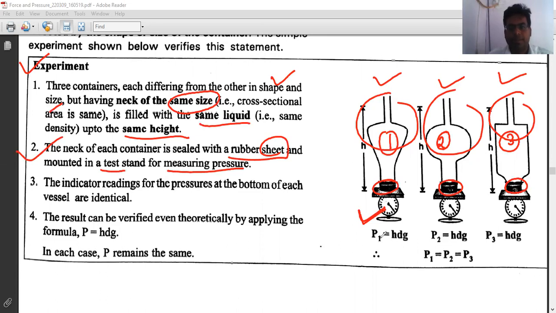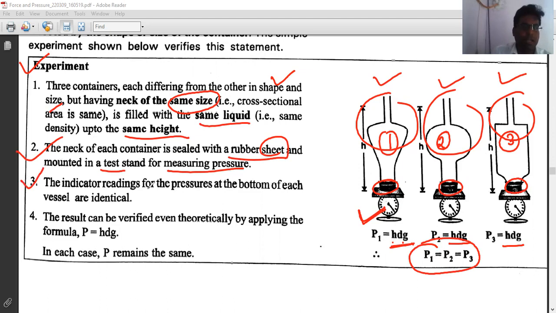So we know that the pressure formula is P = hdg, right? So h is the same for all three containers. We are putting the h value the same, and the density is the same because the same liquid is filled in all three containers. And g, the acceleration due to gravity, is the same for all three. So the pressure comes out to be the same in all three containers. It doesn't depend on the shape and size, right?